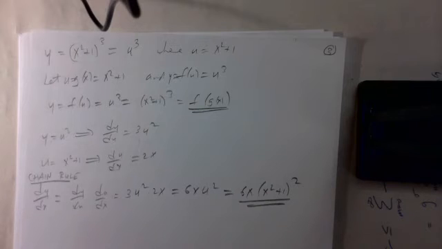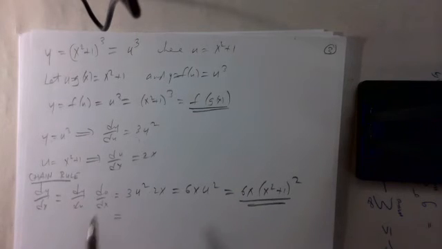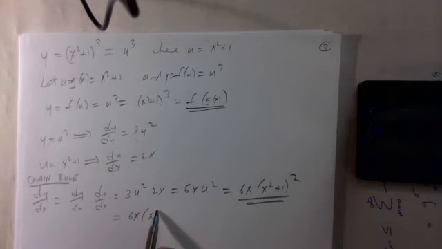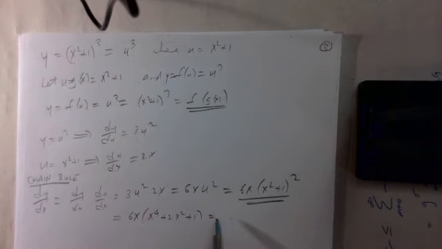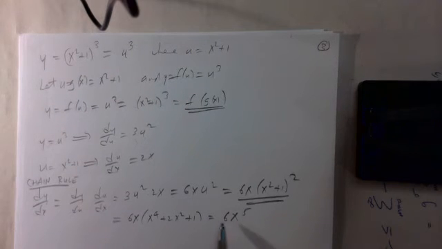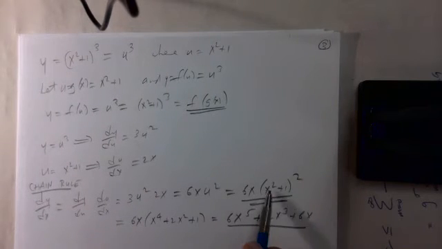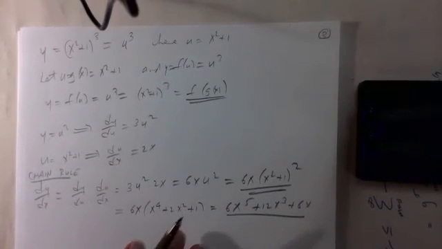Let's check this. First of all, let's expand this. So this is 6x, and when you square this, you get x to the 4th plus 2x squared plus 1. So this is 6x to the 5th plus 12x cubed plus 6x. That's this expanded. Okay?